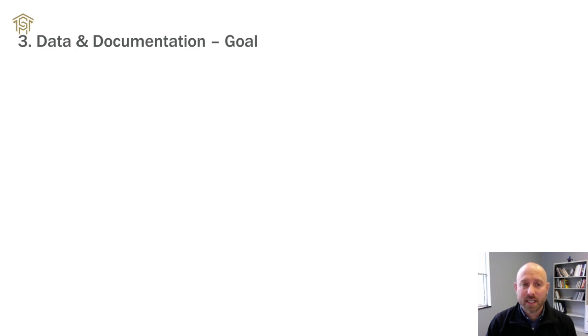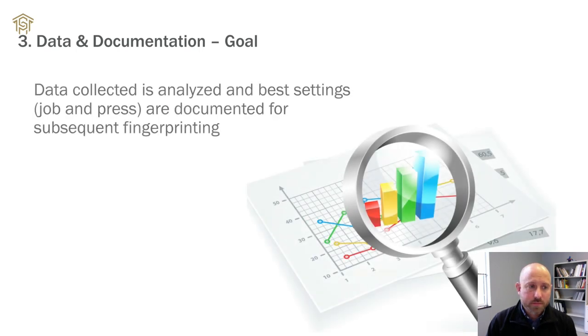So we need to collect our data and our documentation, which is really our goal. Data collected is analyzed, and best settings for the job and the press are documented for subsequent fingerprinting. That's straight out of the first book. Basically what it's saying is, you analyze this data to figure out what the best settings are, and we're going to document those best settings. And when we say settings, I mean the combination of variables. We're going to document that so that when we come back for the next round, the fingerprinting, all of this will be established and it'll be very easy to follow.